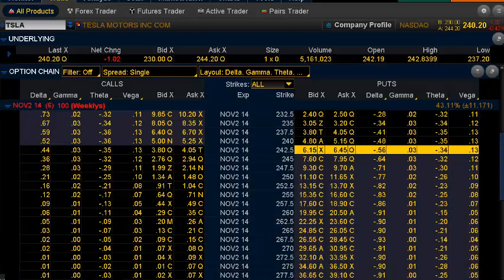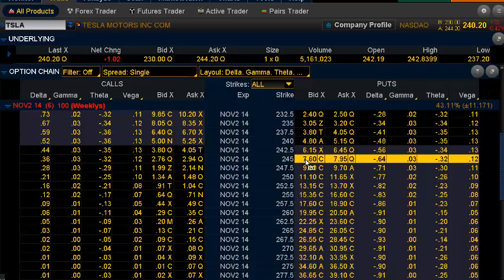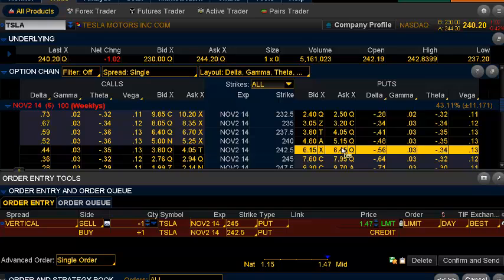Now this trade setup is what I call a target bull put credit spread. So I'm going to look at this Tesla. It's currently at 2040. I'm going to be looking to sell here the 245 put by the 242.5, a $2.50 wide spread.